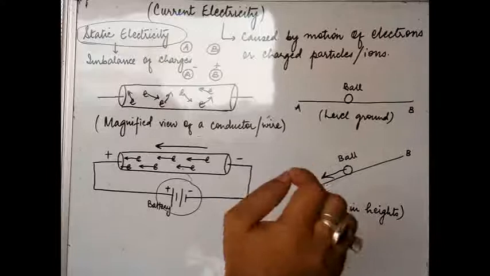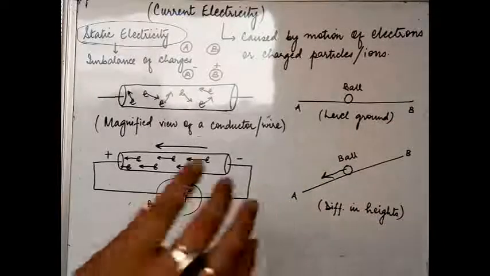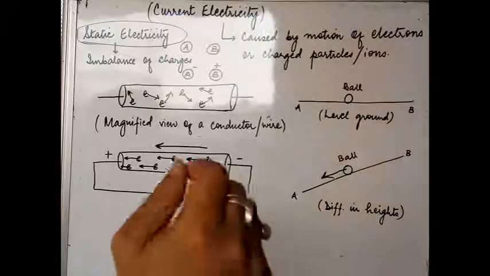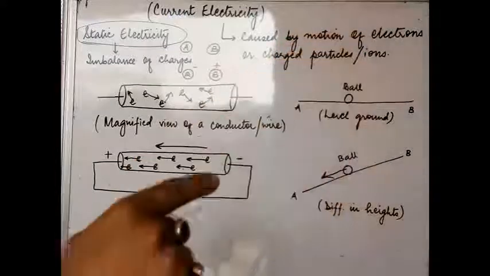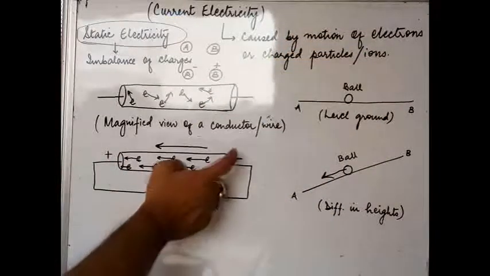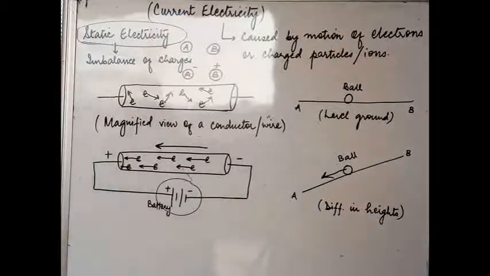That particular instruction came from the difference in heights. The moment a difference in height is created, the ball is going to roll from a higher height to a lower height. Similarly, the moment you develop a difference of potential at the two ends, we go into the next terminology in the current electricity chapter, and that is the word potential difference.